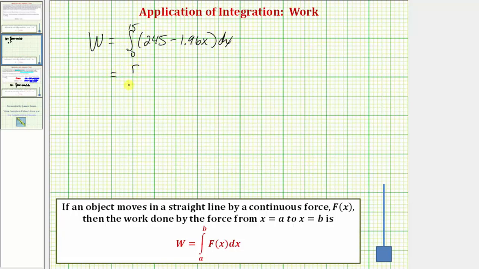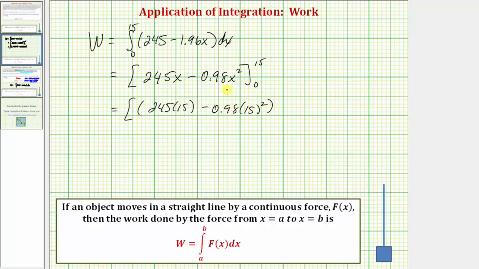Integrating with respect to x, we would have 245x minus 1.96 times x squared divided by 2. Well, 1.96 divided by 2 is equal to 0.98. So we have minus 0.98x squared. And again, the limits of integration are from 0 to 15. Now we need to find big F of b minus big F of a. So when x is 15, we have 245 times 15 minus 0.98 times 15 squared. Of course, when x is 0, both terms are 0.